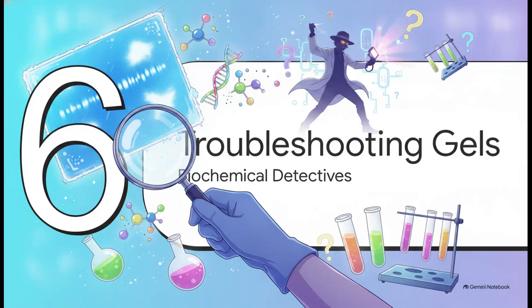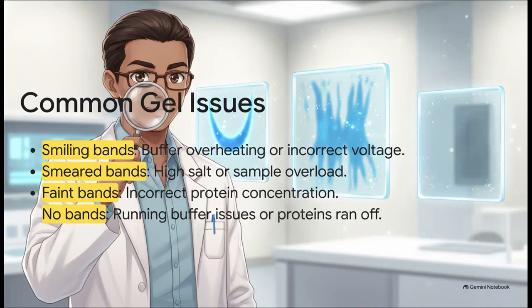Section 6. Running and troubleshooting gels. Biochemical detective work. Running a gel is as much an art as a science. But what happens when your experiment doesn't look like the pristine textbook examples, and you have to play biochemical detective? You might run into issues like a strange smiling band that turns up at the edges, or a messy smear. That's not just a failure. It's a highly specific clue.